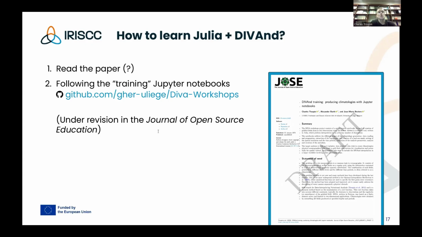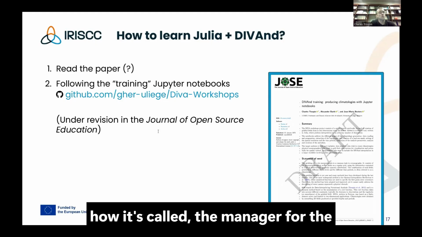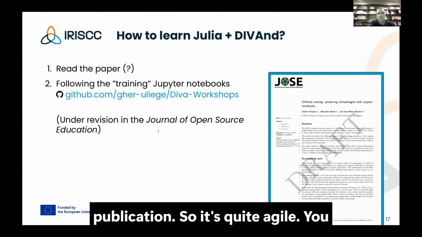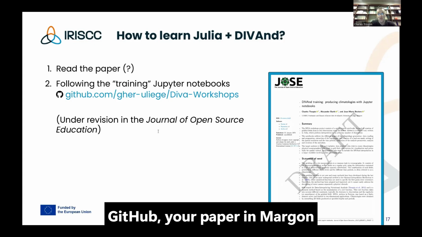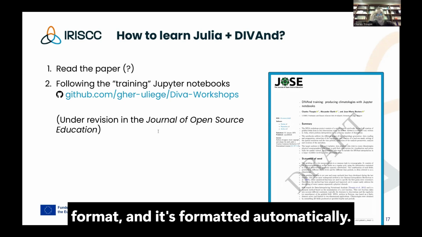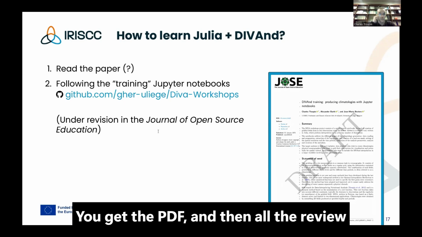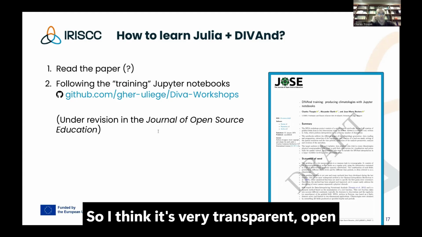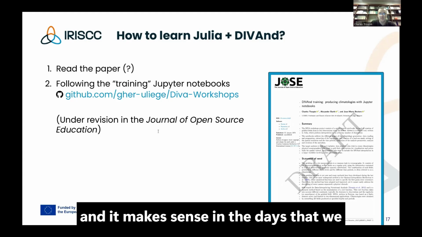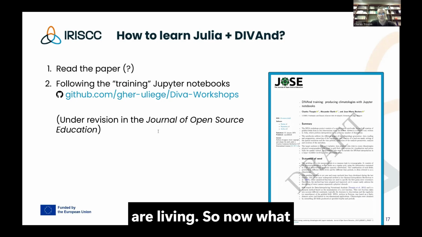We have, how it's called, the manager for the publication. So it's quite agile. You can just submit your paper in Markdown format through an issue in GitHub, and it's formatted automatically. You get the PDF, and then all the review of the paper is also done by GitHub. So I think it's very transparent, very open, and it makes sense in the days that we're living.